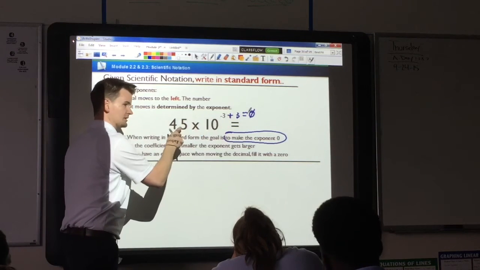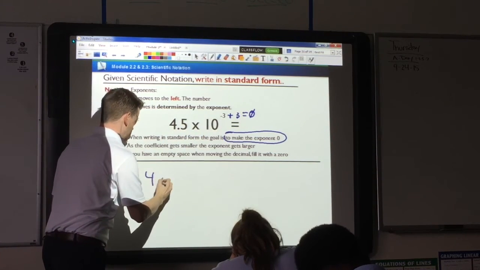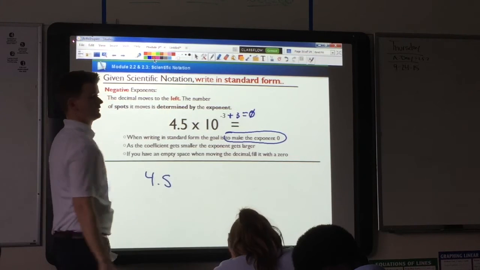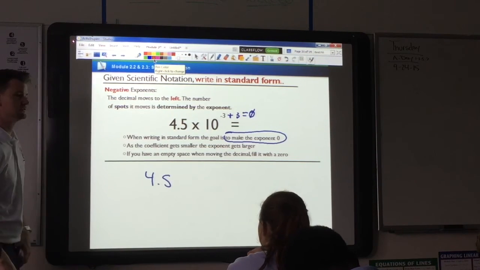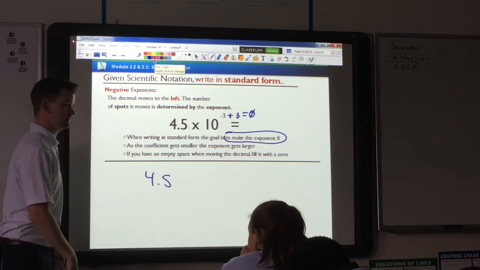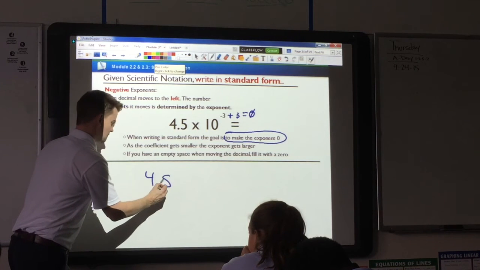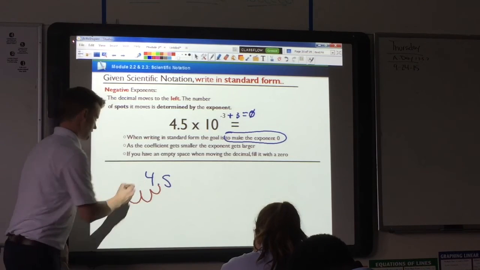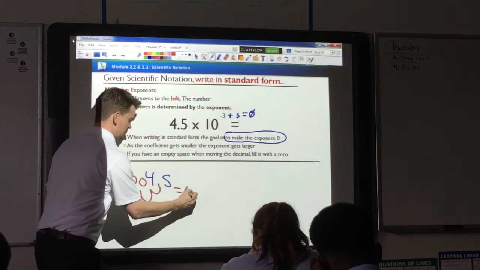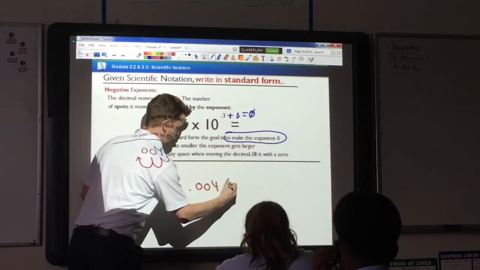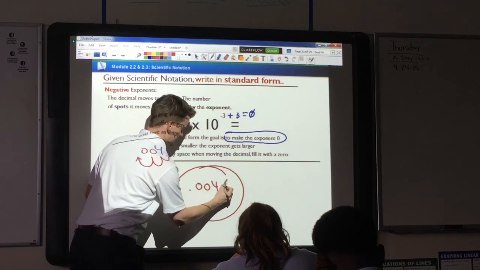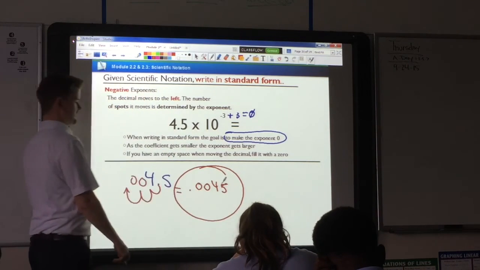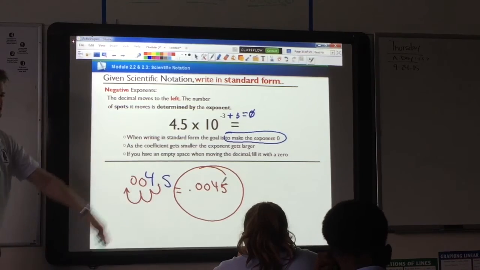This got bigger. This must get smaller. Let's write this out. 4.5. Which way you move that decimal? To the left. How many times? Three times. One, two, three. What goes in the gaps? Zeros. Good. This becomes point 0.045. That is a 5, and that is your answer.